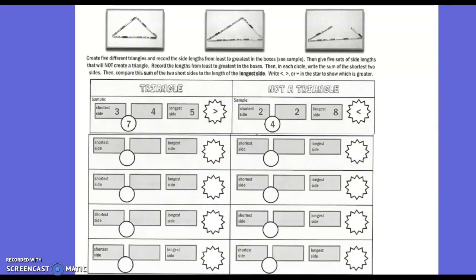Alright, by now you should have done an activity, and you should check it to see if you did it right. The sides that made a triangle, the two smaller sides, should have added up to be greater than the longest side. And the ones that weren't a triangle, when you added them up, the two smaller sides were not greater than the longest side.